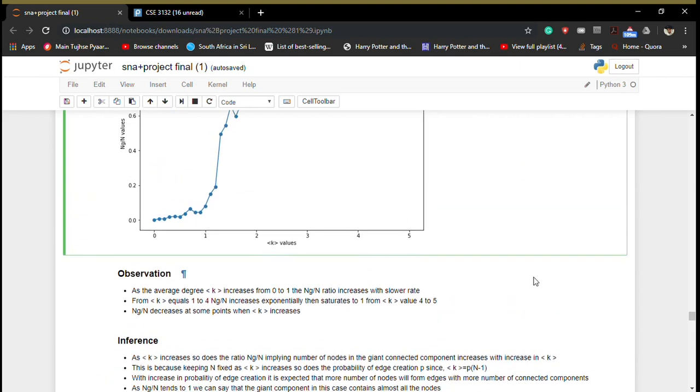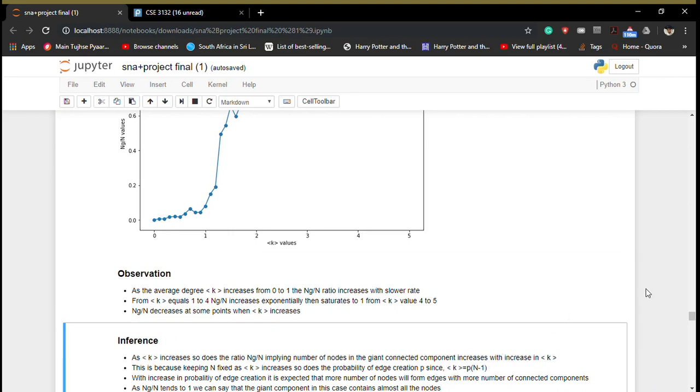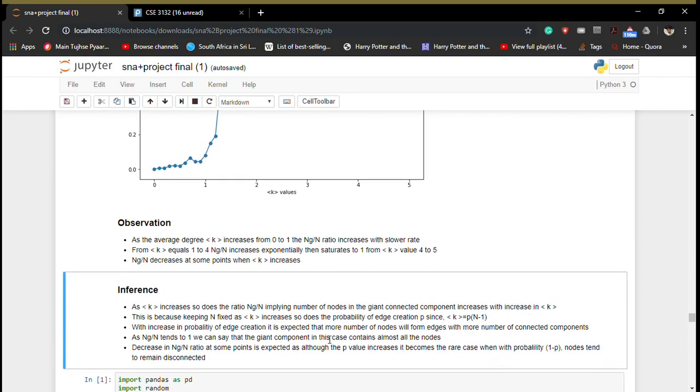This is because, keeping n fixed, as average degree increases, so does the probability of edge creation, since we know that average degree t is equal to p times n minus 1 for our graph. With an increase in probability of edge creation, it is expected that more nodes will form edges with more connected components. And also, as ng by n tends to 1, we can say that the giant component in this case contains almost all the nodes, which is all good.